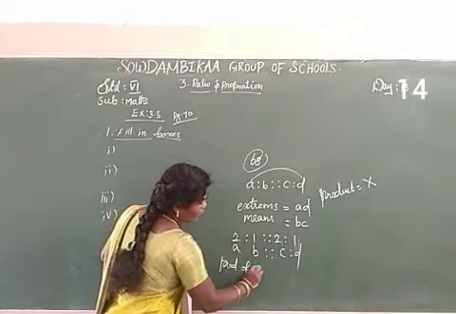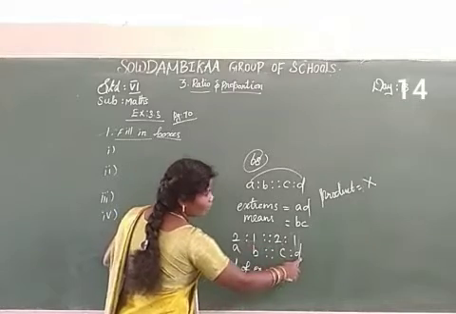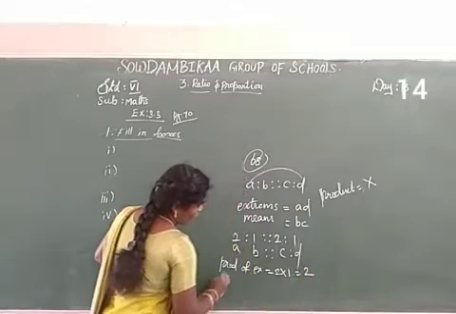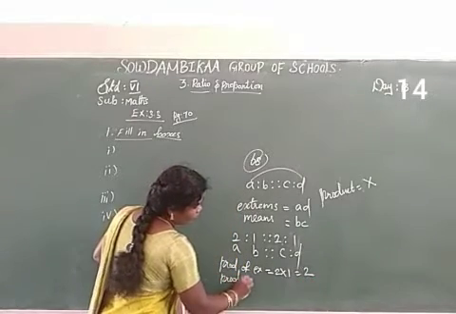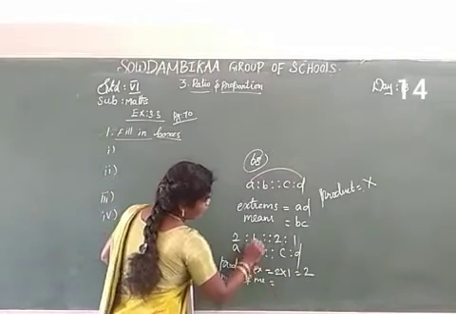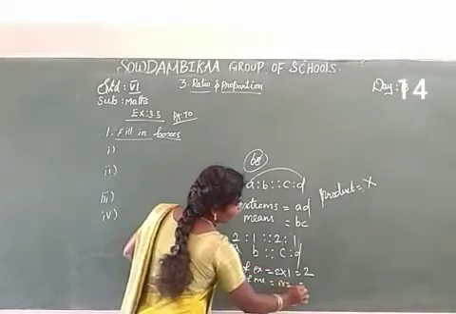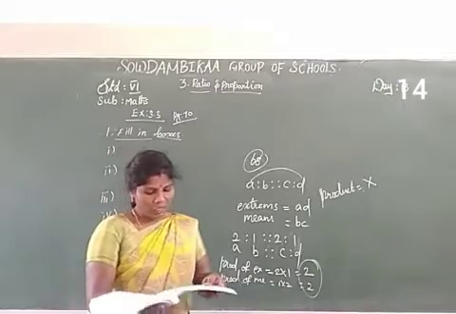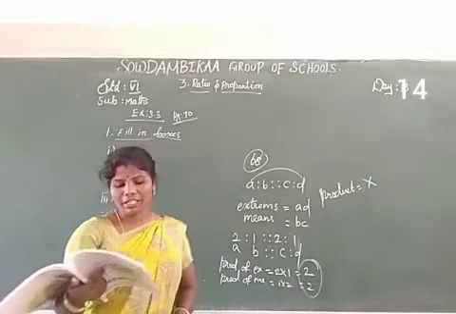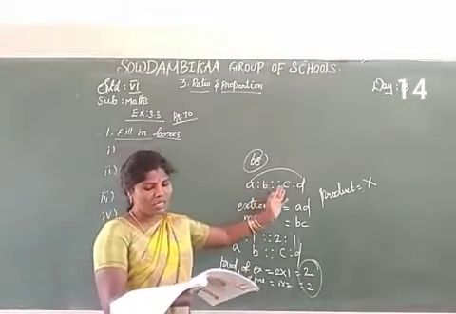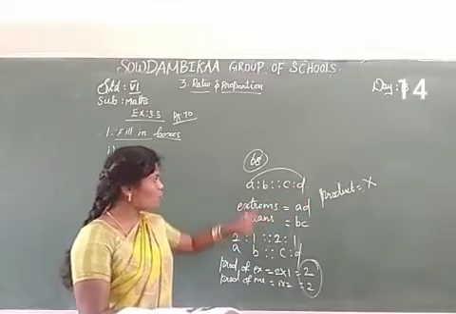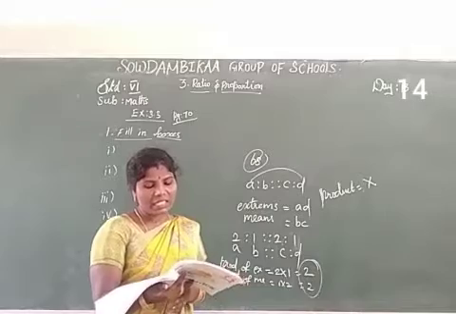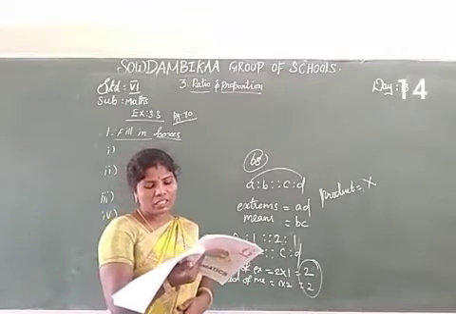Product of extremes: multiply the extremes, A into D, 2 into 1, 2. Product of means: 1 into 2, 2. You will get the same answer. If two ratios are in proportion, A is to B equal to C is to D, the product of extremes and the product of means are equal: AD is equal to BC. This is called the proportionality law.